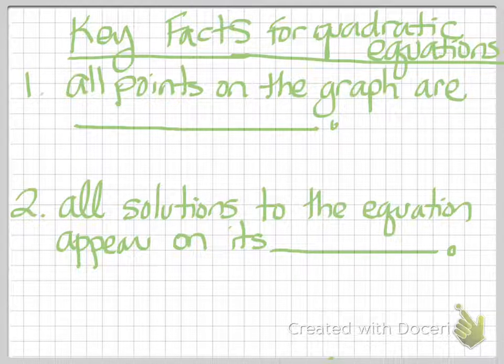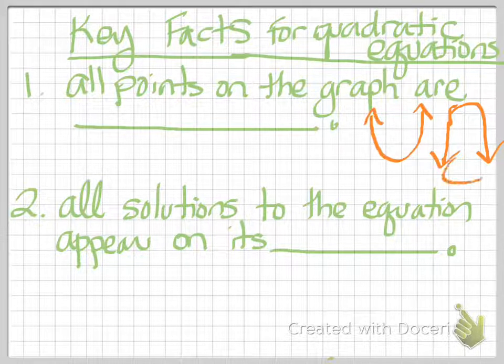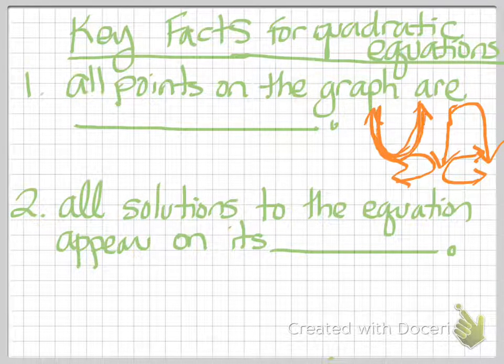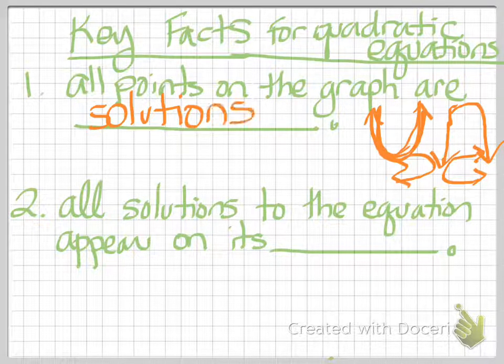And the first one is that all points on the graph, meaning if the quadratic is like this, or like this. Sorry, that's connected right there. Okay, it might be like this. Could also be like this. We'll see them all four directions. All points that are on that graph are solutions to the equation. Okay, so they are solutions. If it's on the graph, it is a solution.